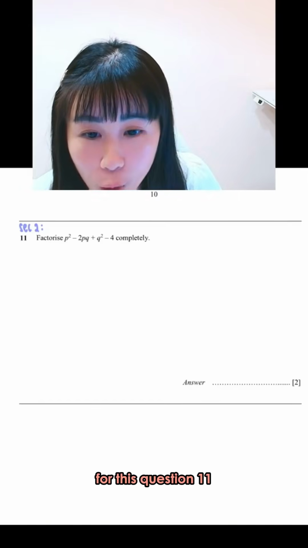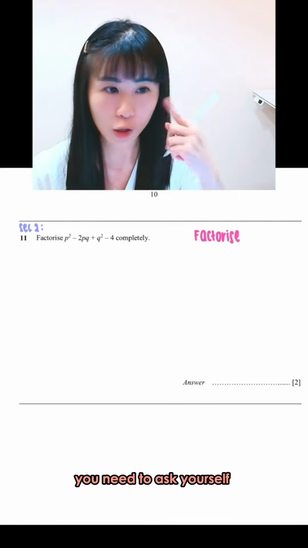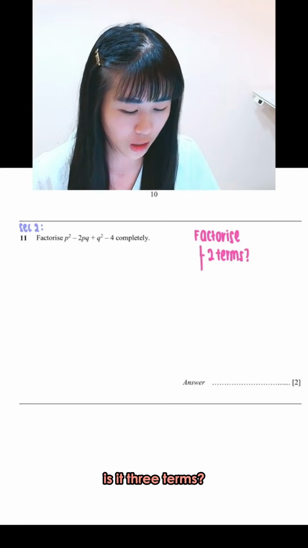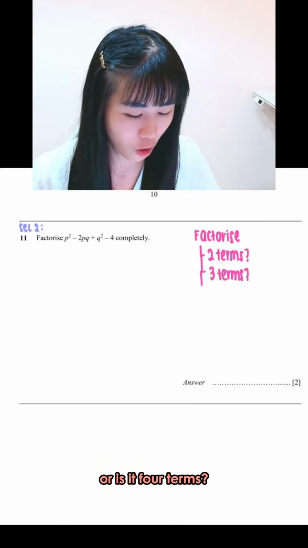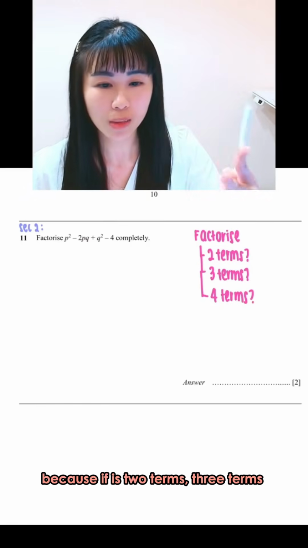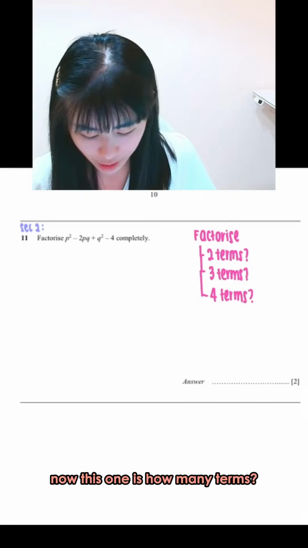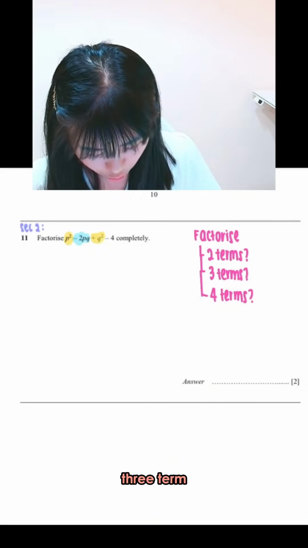For this question 11, when you want to factorize, you need to ask yourself these questions first. Is it 2 terms? Is it 3 terms? Or is it 4 terms? Because if it's 2 terms, 3 terms, or 4 terms, we do it differently. Now, this one is how many terms, everybody? 1 term, 2 terms, 3 terms, 4 terms.